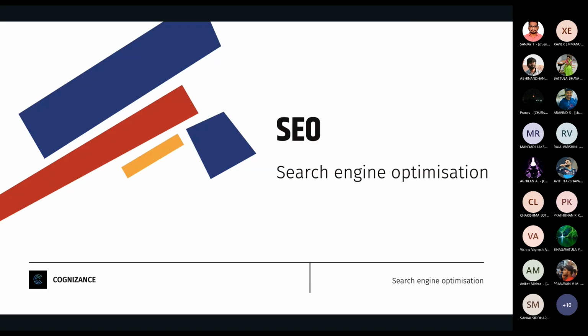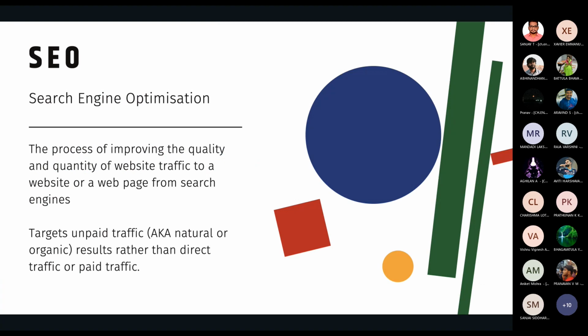Now let's get into search engine optimization. It is the process of improving the quality and the quantity of website traffic to a website or a web page from search engines. Search engine optimization targets unpaid traffic known as natural or organic results rather than direct traffic or paid traffic. Unpaid traffic may originate from different kinds of searches, including image search, video search, news search, etc.